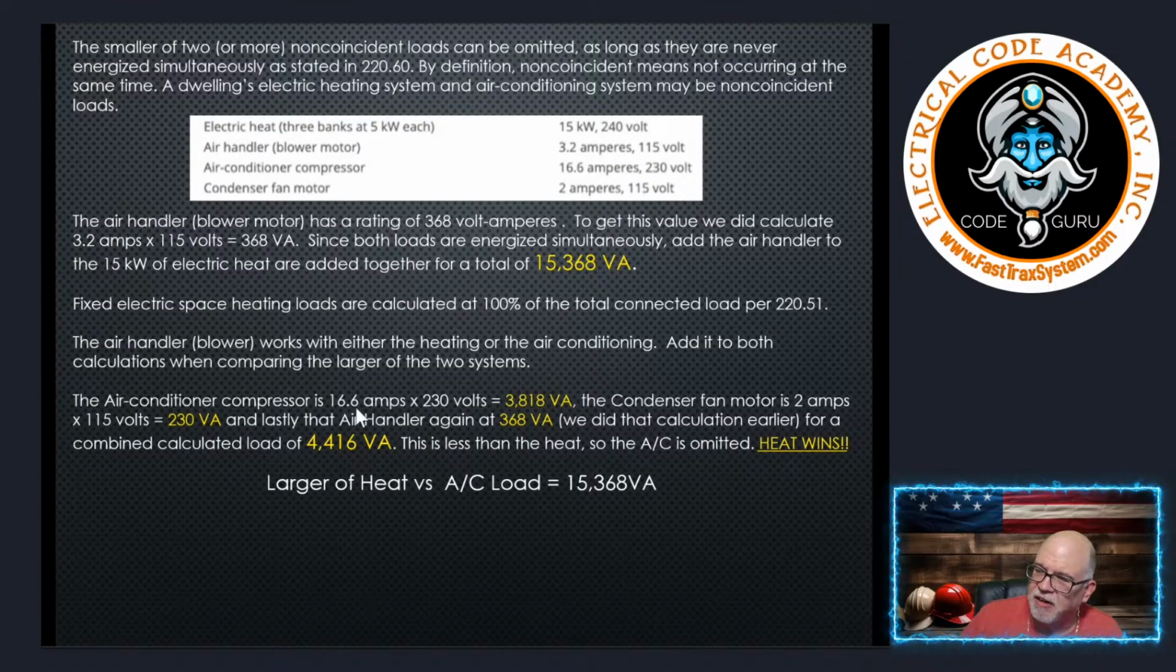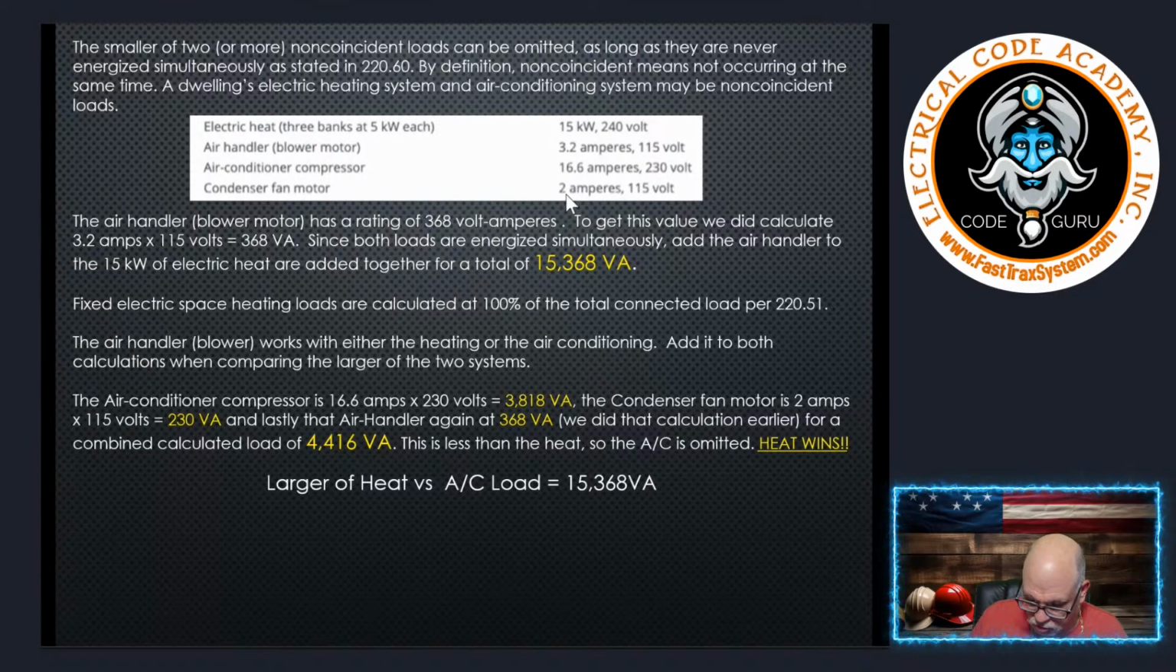So the air conditioning compressor is 16.6 amps. Y'all know the drill. That would be 16.6 amps times 230, because that's what they give us. Don't use 240, use 230. That's what they give us, so that's what we want to use. So that equals 3,818, okay? Next is the condensing fan motor. That is 2 amps times 115 volts, that's 230, okay? So that's 230 for the condensing fan. And we already know what the air handler was. That's 368.